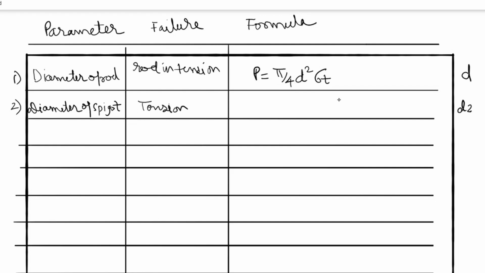And if I draw the shape, then the shape will be a circle with a rectangle cut in it. So the area will be pi by 4 d2 square minus d2 into t. Multiply the area by stress sigma t. Why? Because it fails in tension, and we'll get the strength equation.